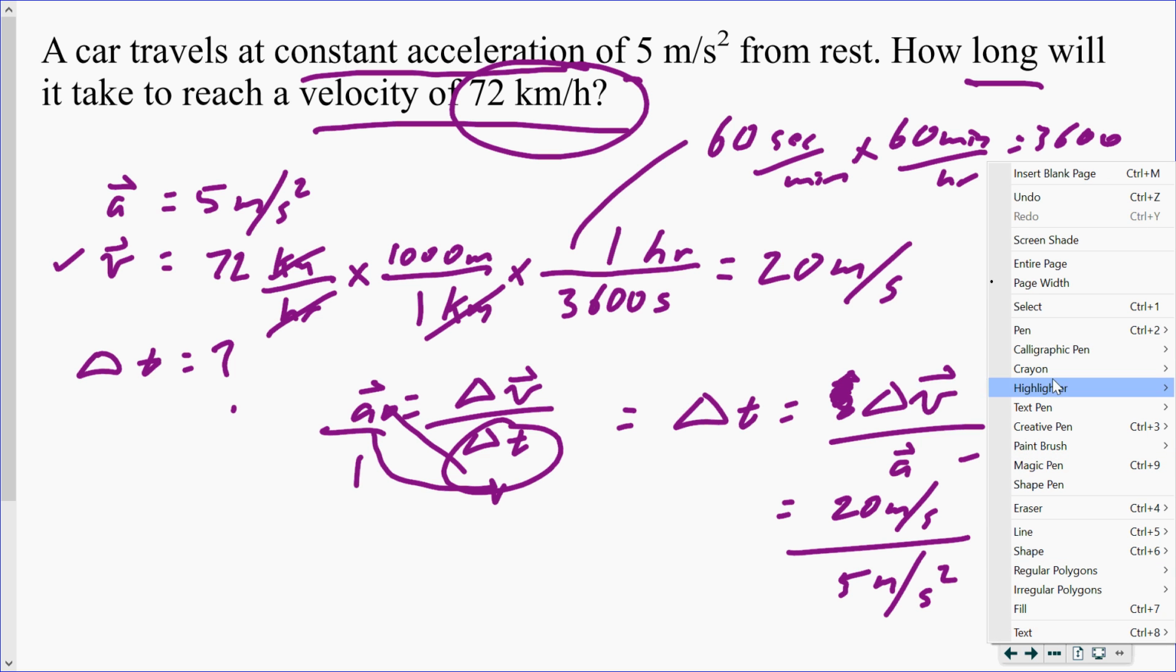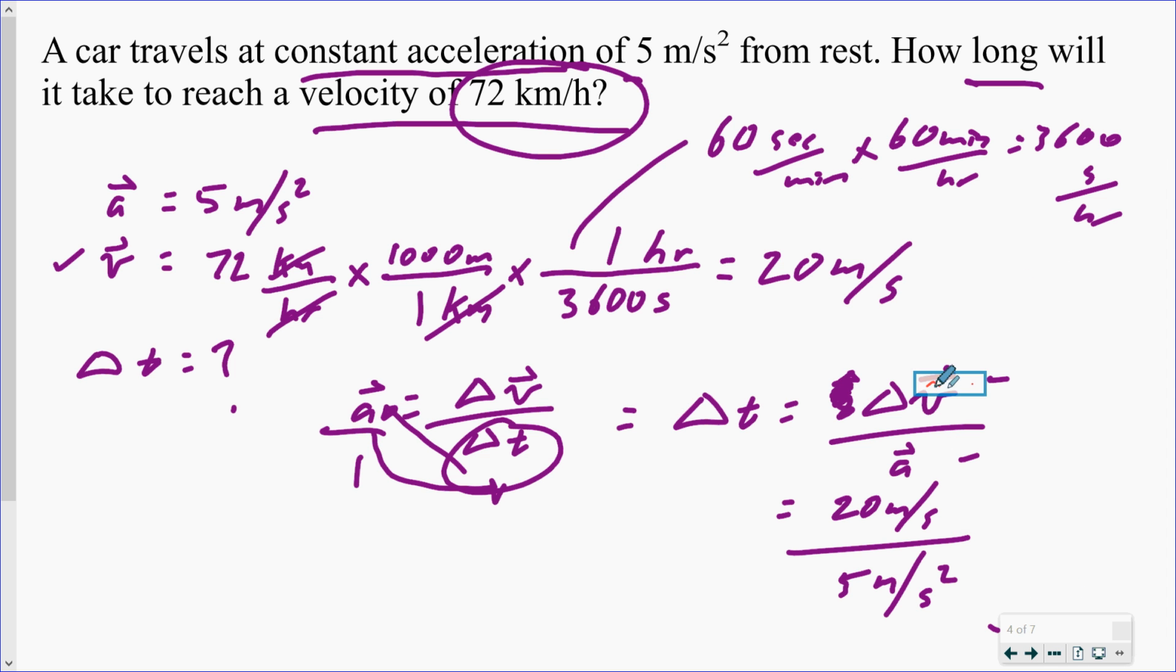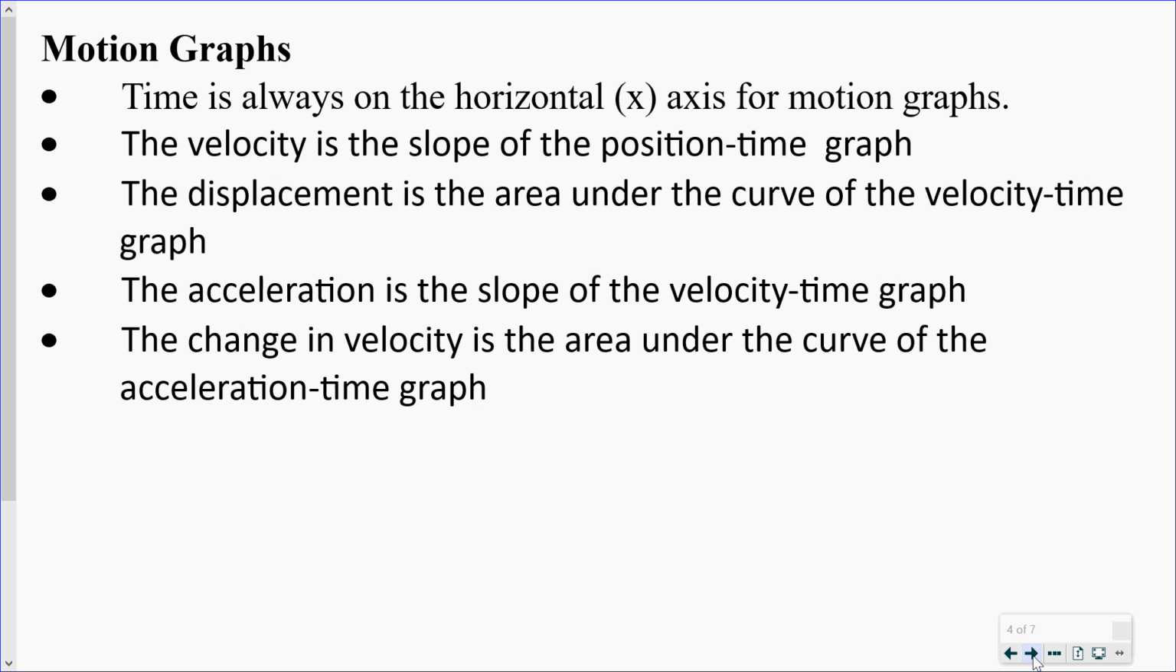So what actually goes ahead and cancels out with this one? Meters cancel out. One of the seconds does cancel out. And we end up with seconds in the end. 20 divided by 5 is 4, and it is 4 seconds. 1 sig dig up here, 1 sig dig is what we do want for our answer as well.